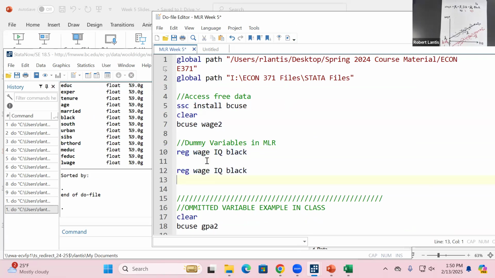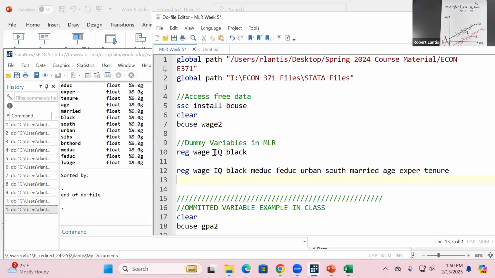So I copy this. And let's see, what are some of the other variables? I've got mother education, father education. Are they in an urban area? Is it in the South? Are they married? Age, experience, tenure? I just start throwing the kitchen sink at this, all the variables I can include.